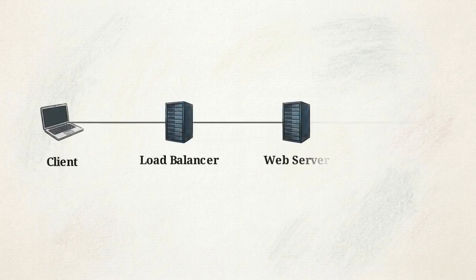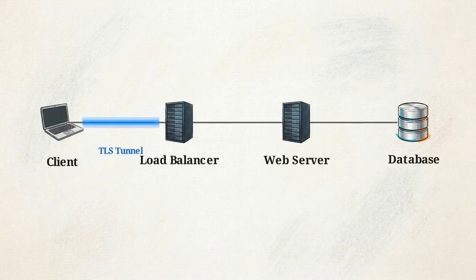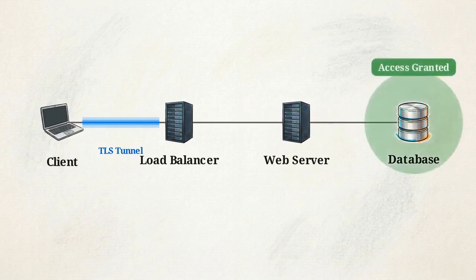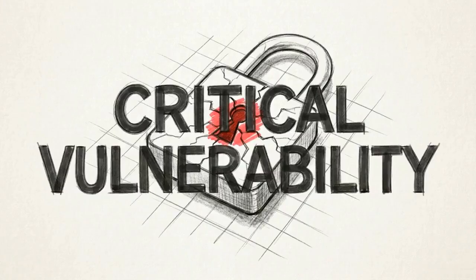A client connects through a load balancer to a server and database, secured by an encrypted TLS tunnel. But if an attacker drops a forged token through this tunnel, they bypass the back-end encryption entirely, instantly gaining full database access. The Open Worldwide Application Security Project classifies this specific mechanism as A07 for 2025, Authentication Failures.